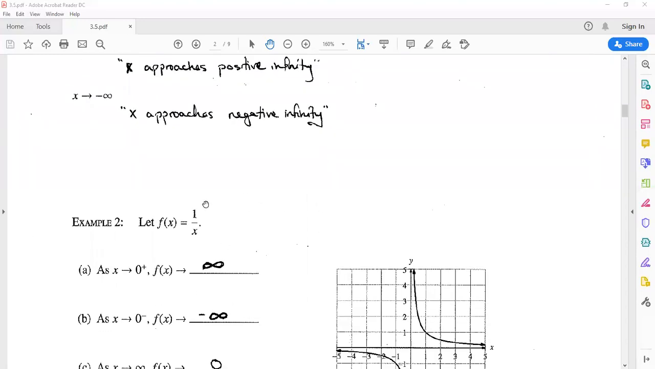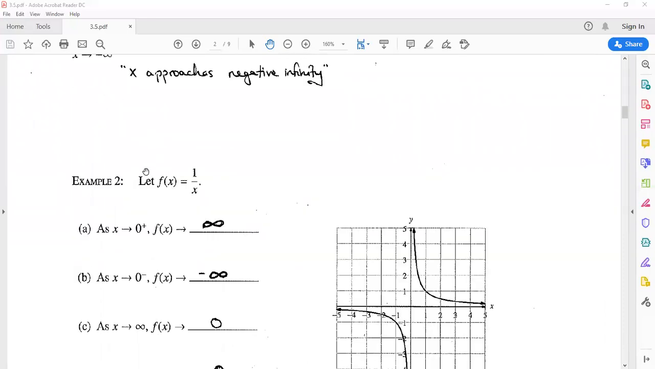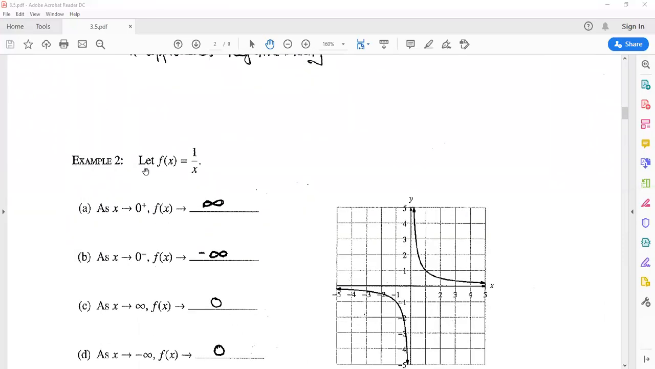So let's take a look at this rational function. I think it's probably the most famous rational function, or maybe the most basic one. f of x equals 1 over x. What happens as x goes to 0 from the right?